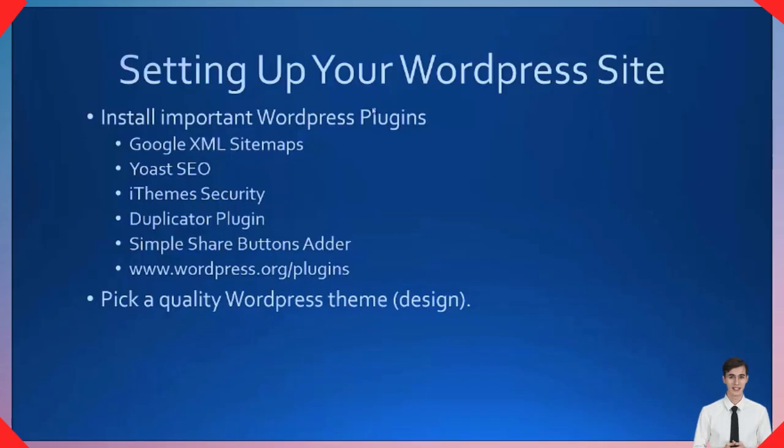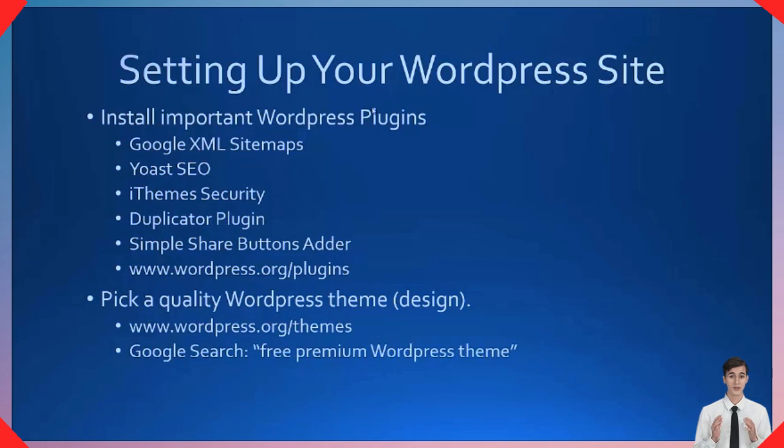The next thing you want to do is pick a quality WordPress theme, also known as the design, what your site looks like. You can go to wordpress.org/themes, or from the back end of your WordPress site, just go to Appearance and then click on Themes, and you can go through that process of finding a good quality theme that way. You could also do a Google search for the phrase free premium WordPress themes, or you could search for best free themes of 2014 or 2015 or 2016, whichever year you're looking at this video.